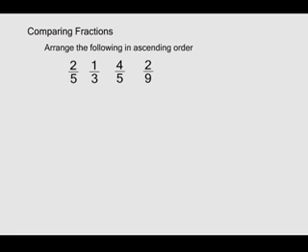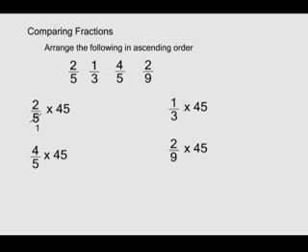Next, comparing fractions. Now arrange these fractions from the smallest to the largest: 2/5, 1/3, 4/5, and 2/9. To be able to do that, we simply multiply the fractions with the common factor, preferably the LCM of the denominators. So in our case, the LCM of 5, 3, and 9 is 45.